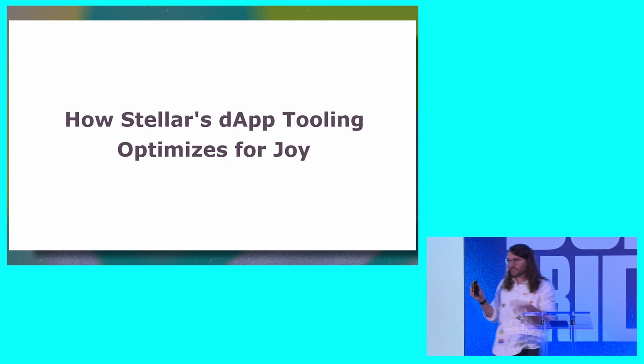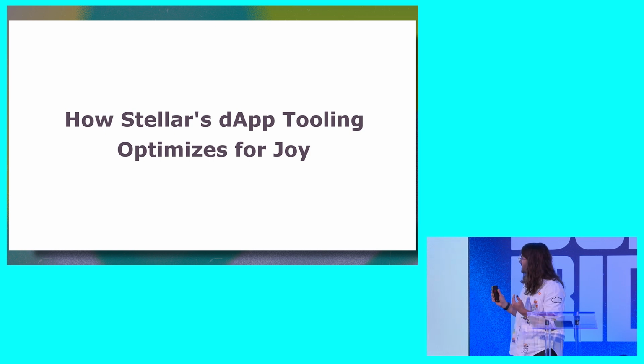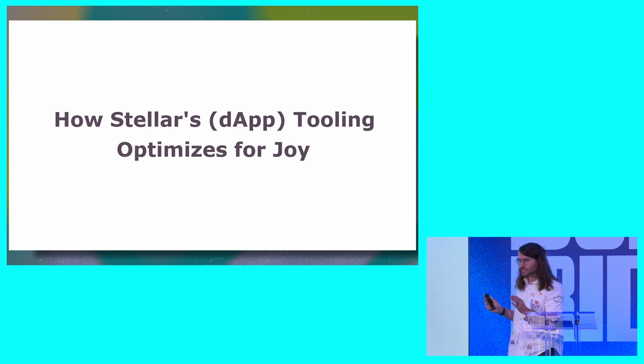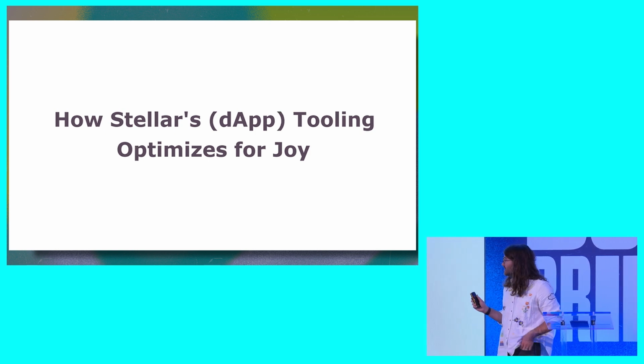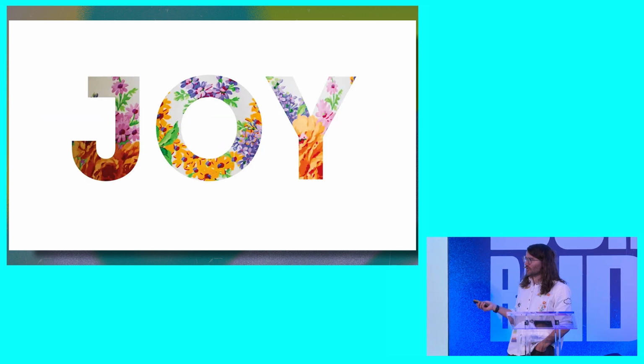It's changed a little bit from the description that's in the app. So it's not all about dApp tooling. There's some regular Stellar tooling, but there's also just how Stellar optimizes for joy. So let's talk about this word, joy.